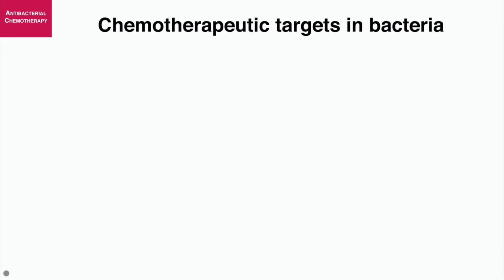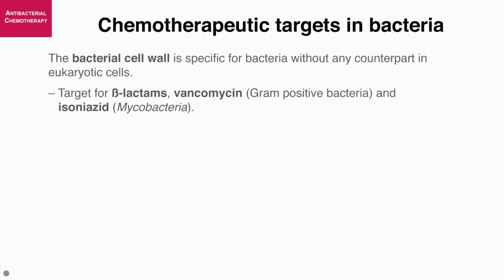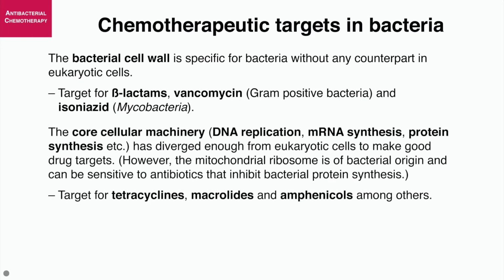Chemotherapeutic targets in bacteria include the bacterial cell wall, which has no counterpart in eukaryotic cells. The core cellular machinery, which includes such processes as DNA replication, mRNA synthesis, and protein synthesis. The evolutionary distance between bacteria and eukaryotes make these processes good targets for antibiotics.